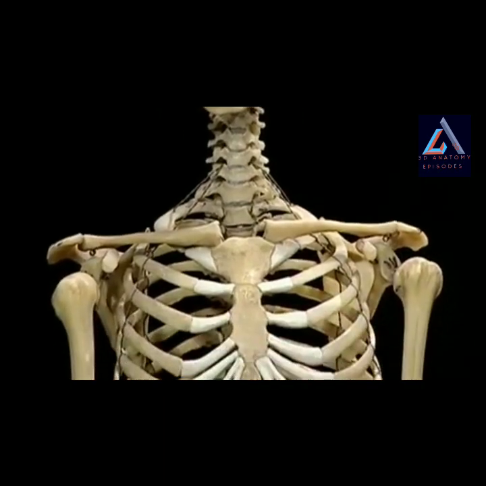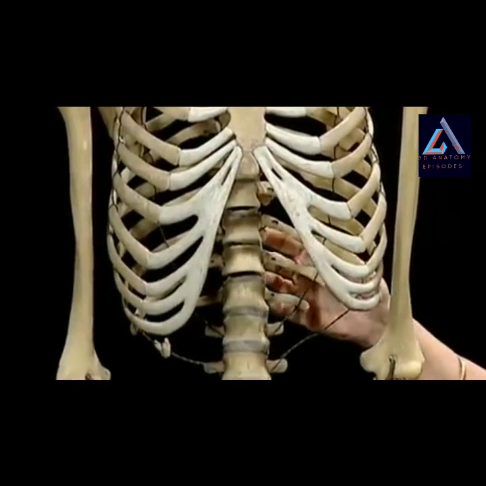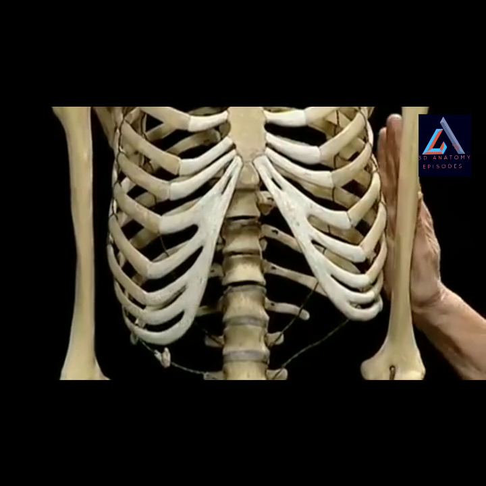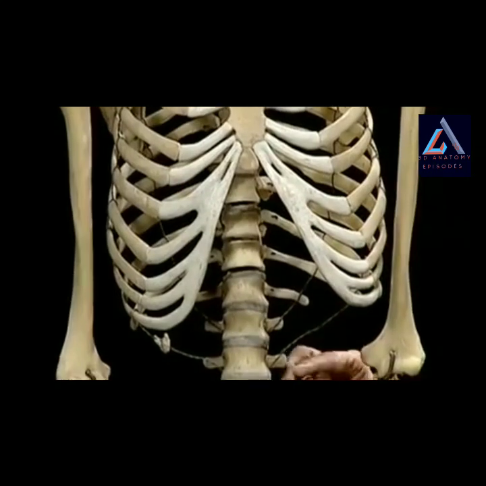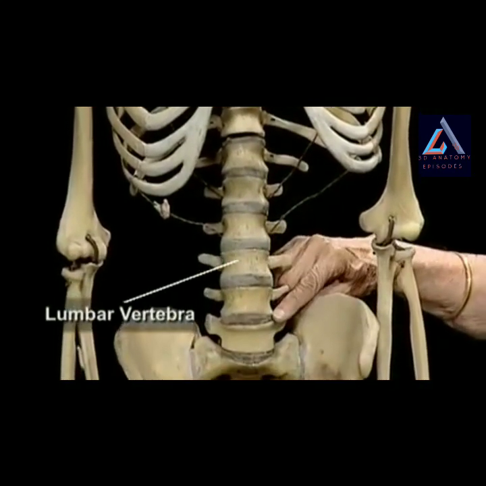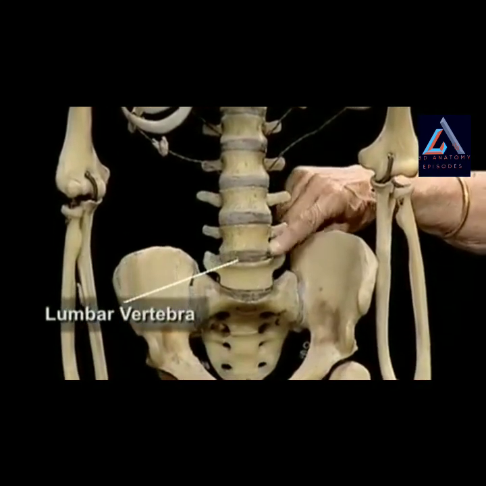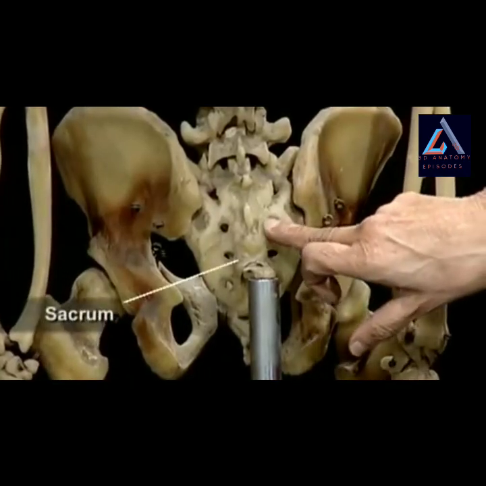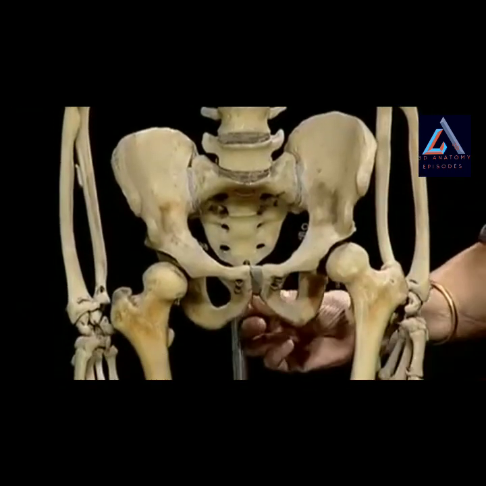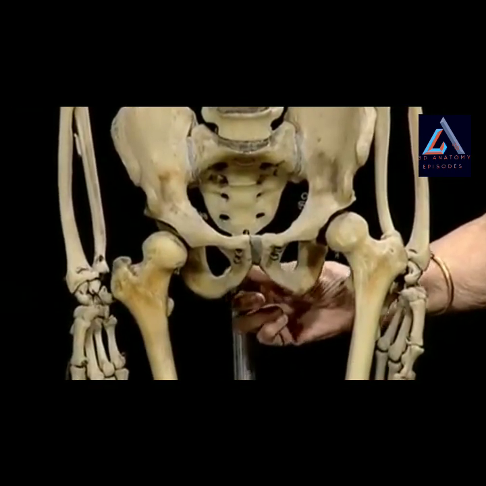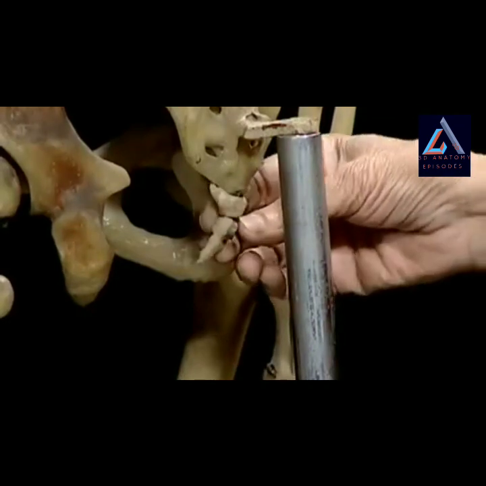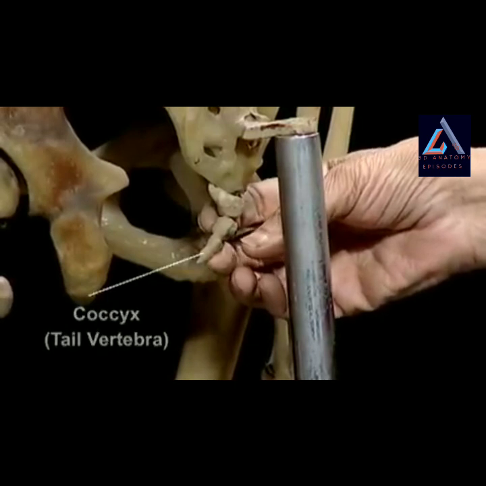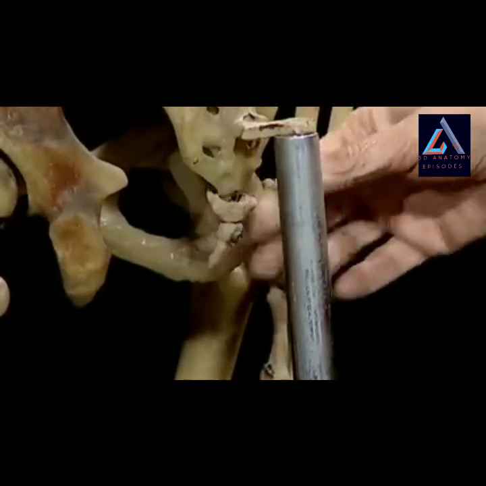This is thoracic region. I can show you. This is thoracic region, where you can see rib attachment. Then there are 5 lumbar vertebra, that is in lumbar region. Then we have 1 sacrum, it is fused, and 1 coccygeal, that is also fused. You can see a small tail like thing coming out, and that is why sometimes it is also called tail vertebra.